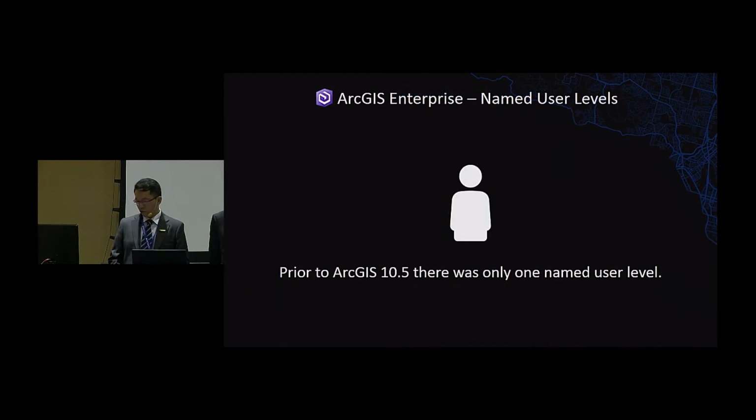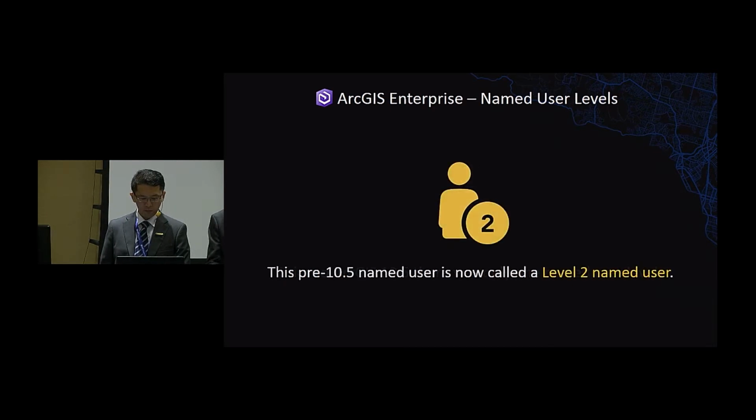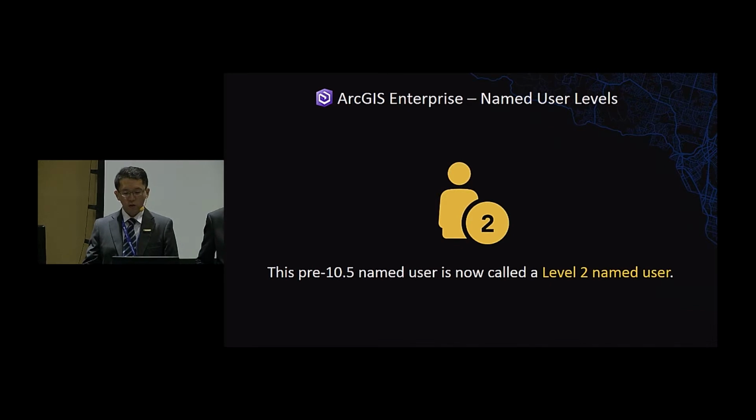Now I'll be walking through the changes to the named user license model in ArcGIS Enterprise. Before ArcGIS 10.5, you had only one type of named user. At version 10.5, to match ArcGIS Online, ArcGIS Enterprise introduced 2 levels of named user. The previous named user role is now what we call a level 2 named user. So you can do everything from publishing content, creating apps, groups, managing other users, and performing analysis. You can still fine-tune these privileges through roles in ArcGIS Enterprise.